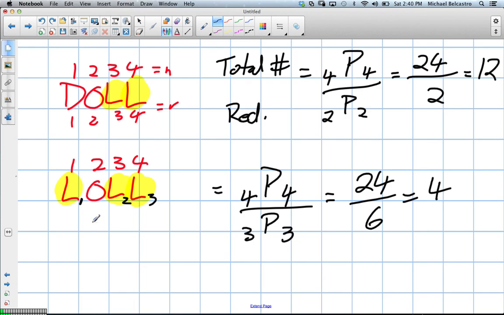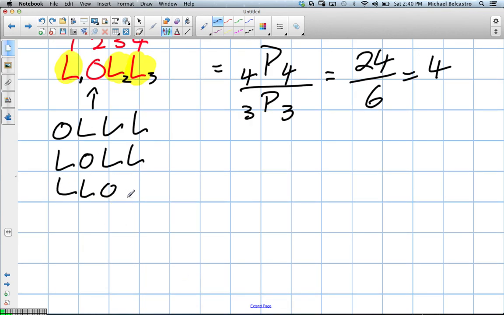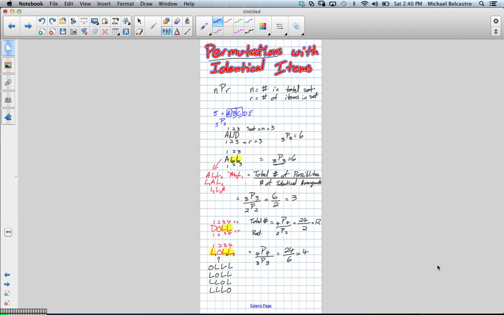And really, those 4 different ways, if you think about it, are O starting at the beginning, so O-L-L-L, L-O-L-L, L-L-O-L, and finally L-L-L-O. Those are the only real 4 possibilities because all of those L's are redundant to each other. Okay? So that's how we deal with identical terms. We divide by the permutation.